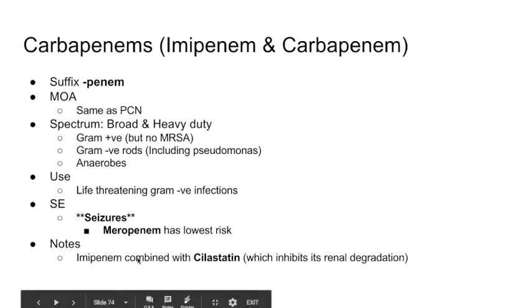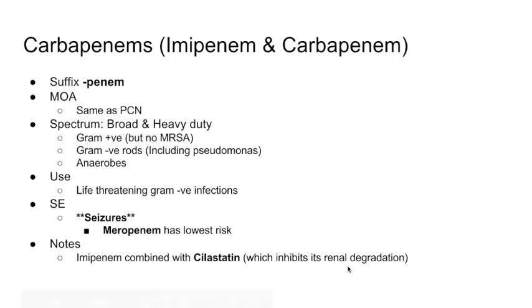And also a side note that's not super high yield, but I also wanted to bring it up, is that imipenem is combined with a medication called cilastatin, and cilastatin inhibits imipenem renal degradation because it gets destroyed in the kidney. So cilastatin acts as like a protective mechanism against that.